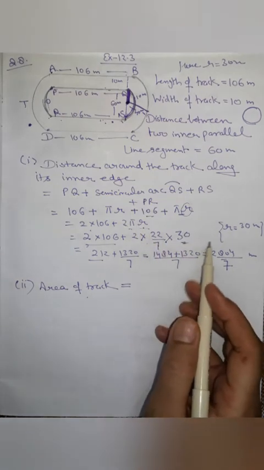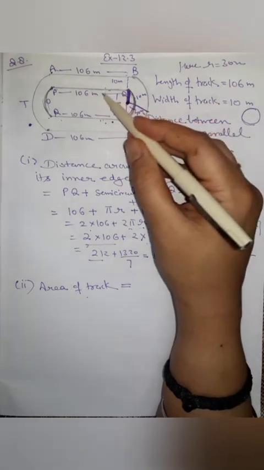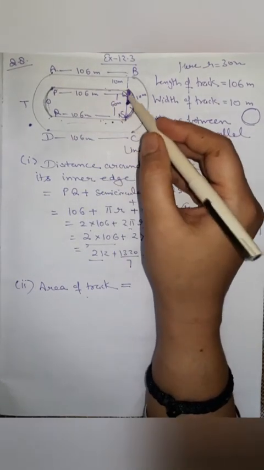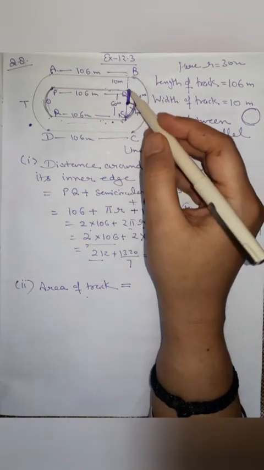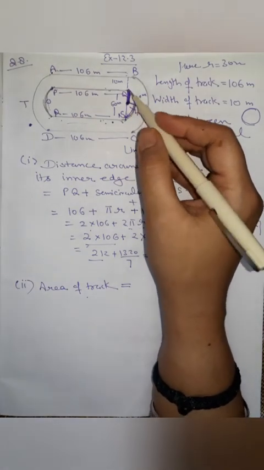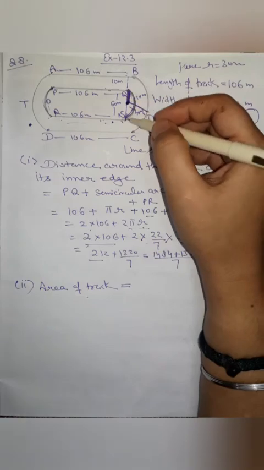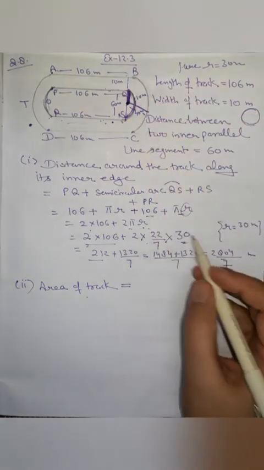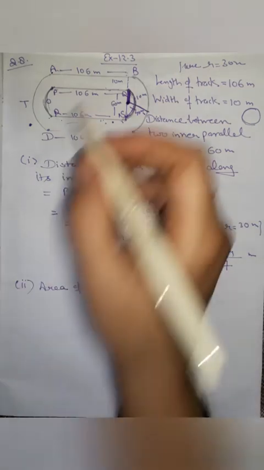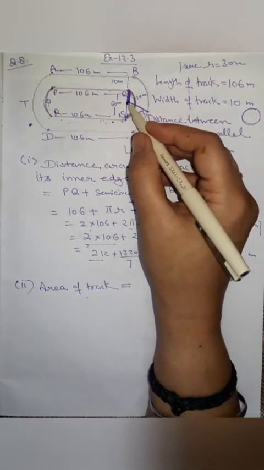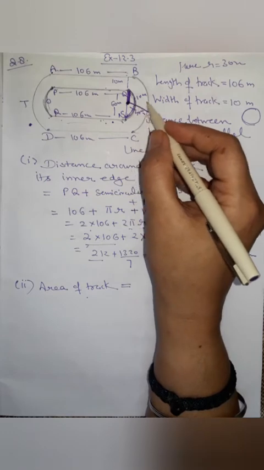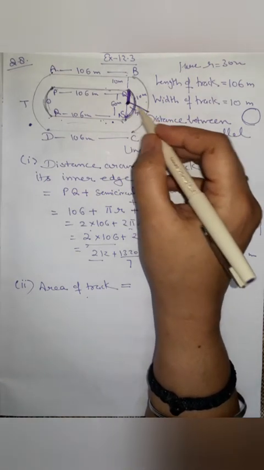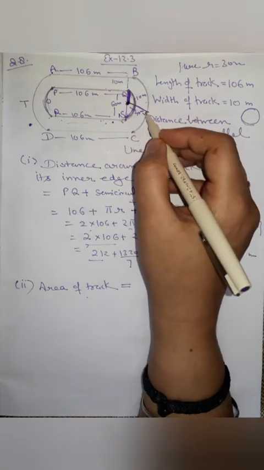Now, where are we getting this 30 from? See, the distance between the inner sides of this track is 60 meter. The distance between two parallel sides is 60 meter. It means the diameter of the small circle is 60. So the radius is 30 meter. That's why I am writing here small r is equal to 30. If you see capital R, this is 30 plus the width of the track, which is 10. 30 plus 10 is 40 meter. It means capital R you can consider as 40 meter.